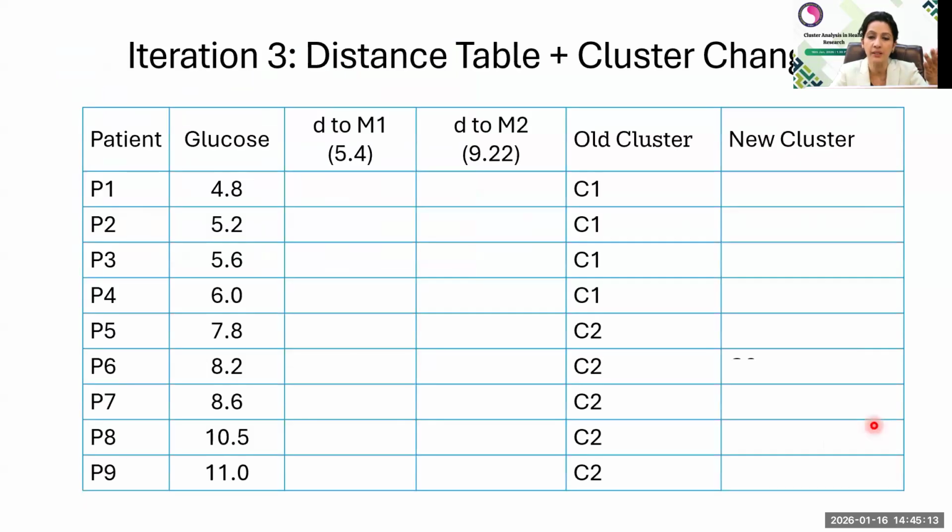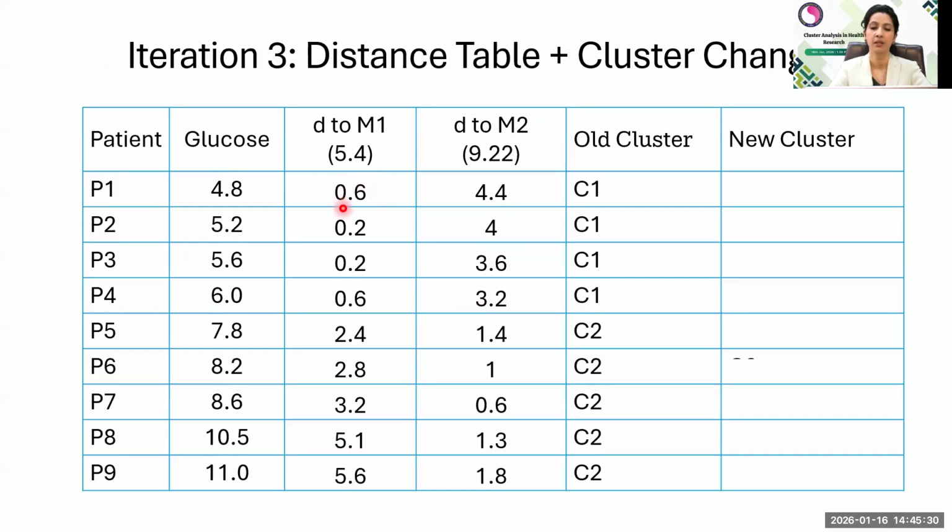Then again you calculate the distance of these individual points from these centroids. It will be like this, and this is my old cluster. Again I calculate the distance and then see which is the minimal. This is 0.6, so this will go in C1, so the new cluster is C1. This is 0.2, so it will again go to C1. 0.2 is less, so C1. 0.6 is less, so C1. This is 1.4, so it will again go to C2. So now the cluster assignment remains the same.